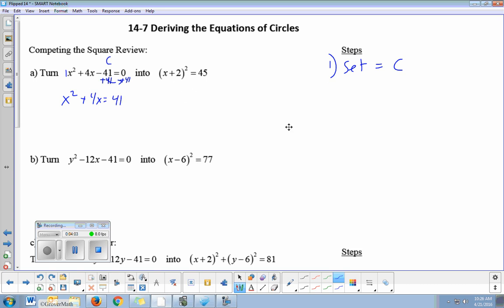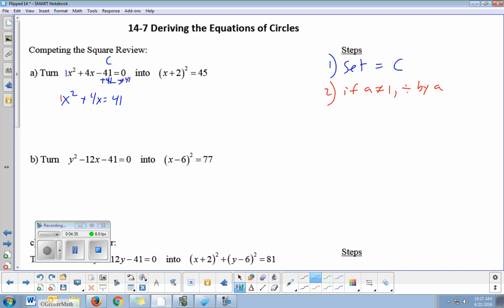So set it equal to the constant. Now there's a step 2 that I'm going to put in red because it doesn't always happen. And that is if a does not equal 1, divide by a. You're not really going to see this here, but I guess you could at some point. Like if there was a 3x squared here, I would want to divide everything by 3. Everything. This, and this. Everything gets divided when we divide equations.